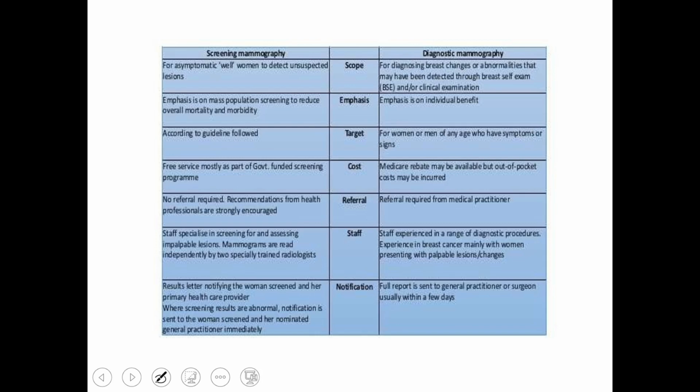Screening is for asymptomatic women, well known to detect unsuspected lesions. It means if you have no sign of any disease and you are not aware that you have breast cancer, then screening mammography will be done. In the case of diagnostic mammography, it is used to diagnose breast cancer or an abnormality that may have been detected through breast self exam. Sometimes you feel that there is some problem in the breast, it will be tight, automatically there will be discharge from the nipple, some liquid forms. At that time the doctor will suggest going for diagnostic mammography.